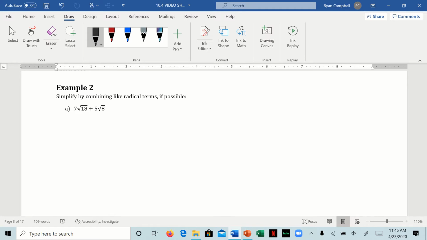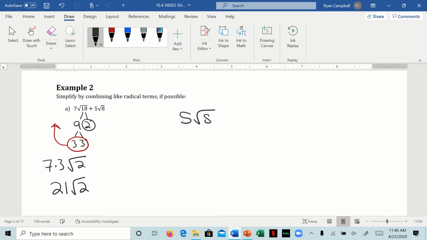Well, let's see. So 18 is 9 and 2, and then 9 is 3 and 3. So since it's a square root, we need a group of 2 numbers. So this 3 can come out. So we see that we get 7 times 3, and then we have a 2 underneath, square root of 2. 7 times 3 is 21, so this is 21 times the square root of 2.